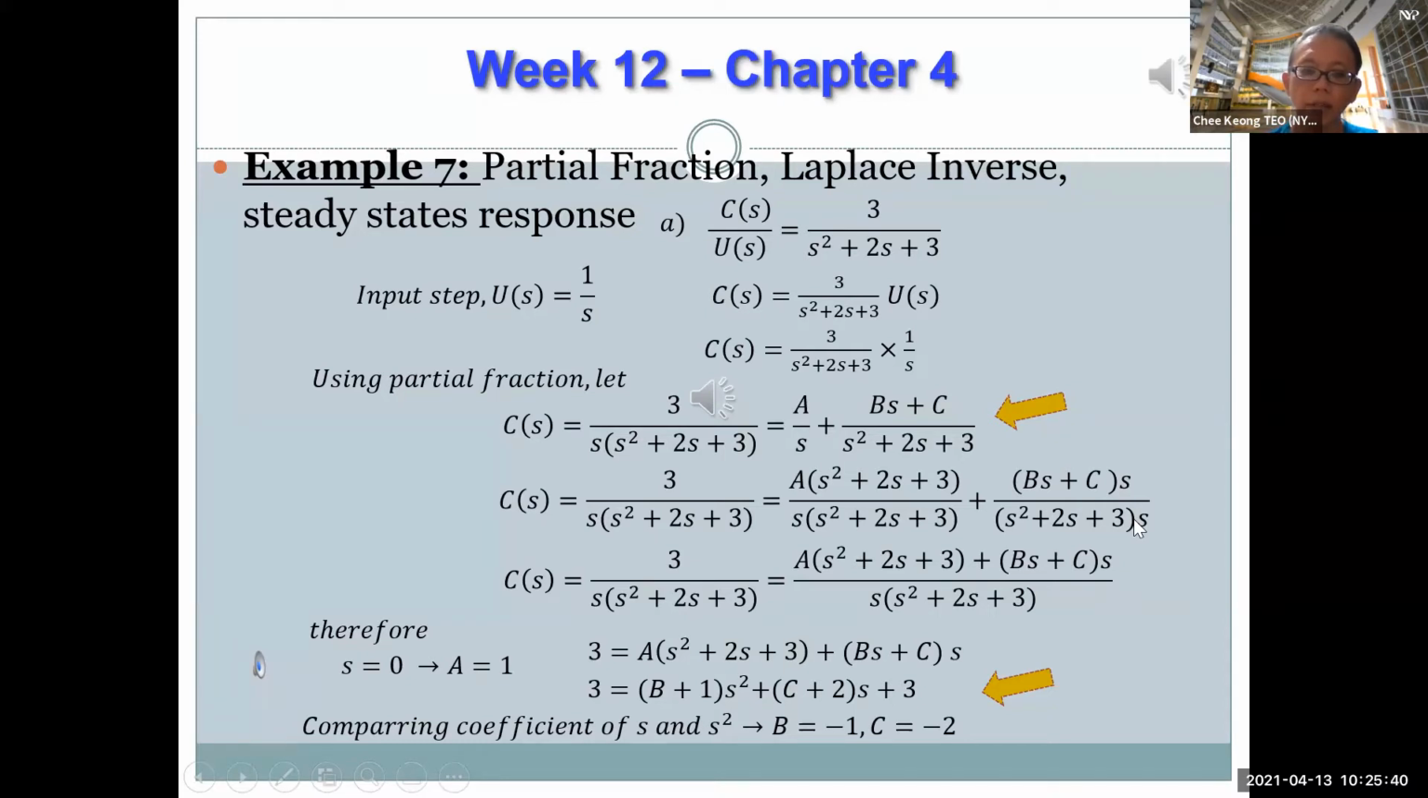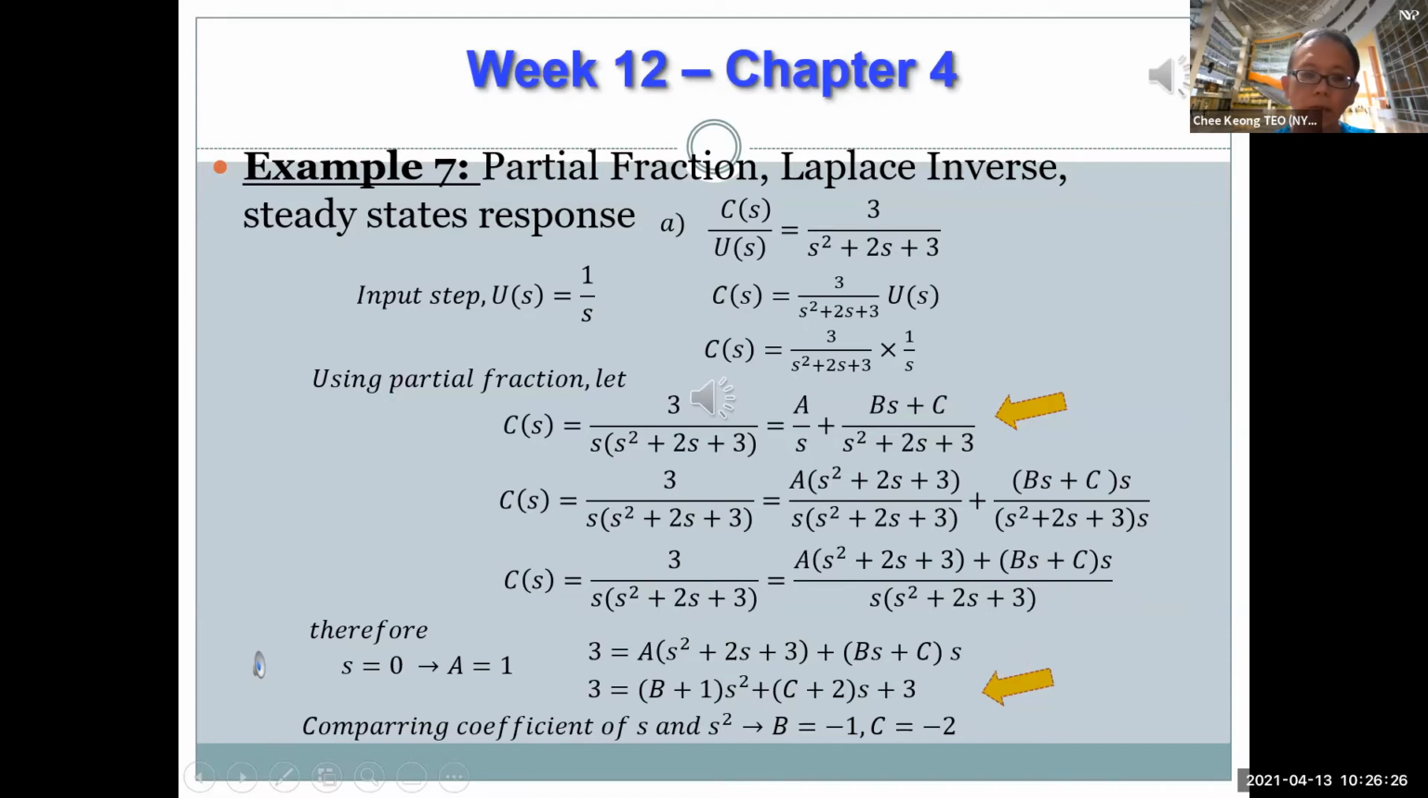Now, with that, we can combine the denominators together. If the denominators are the same, that means the numerators must be equal. So that means 3 must be equal to this thing. By doing so, if we set s equals 0, then A will be... this one 0, this one 0, so it's 3A. And then this whole term with B and C will disappear. So 3A equals 3, then A must be equal to 1. Oh, as simple as that.